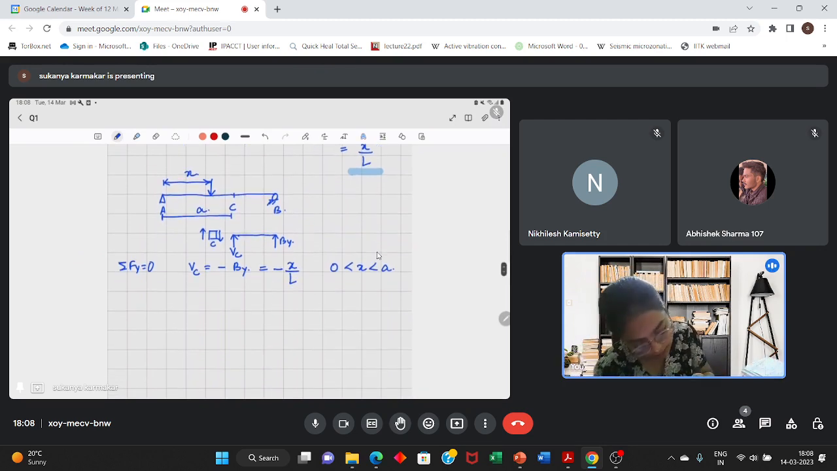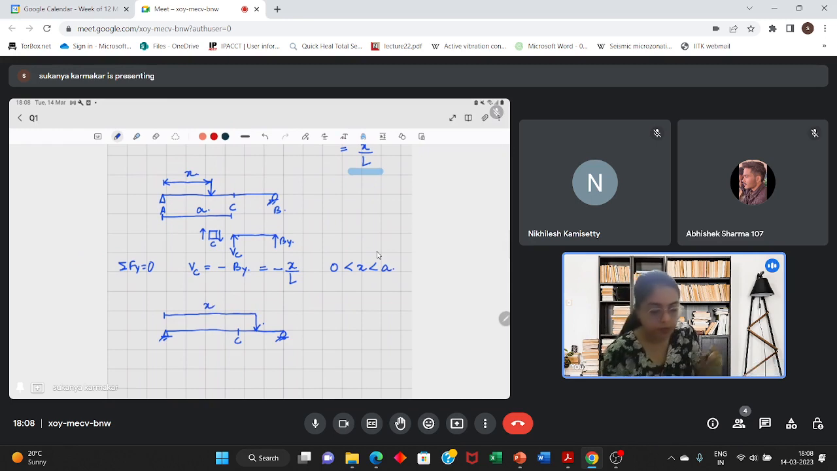Next, I consider the situation when the unit load is on the right hand side, lying in the portion of the beam where x is greater than a.